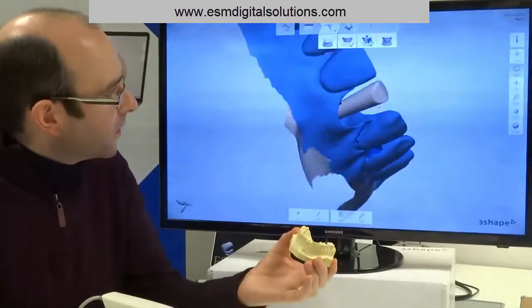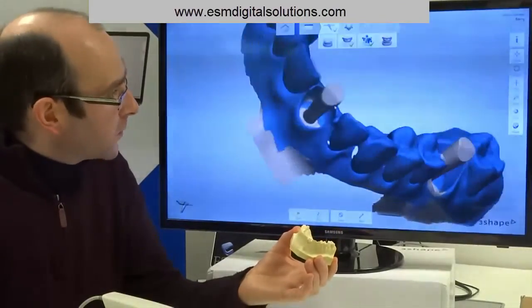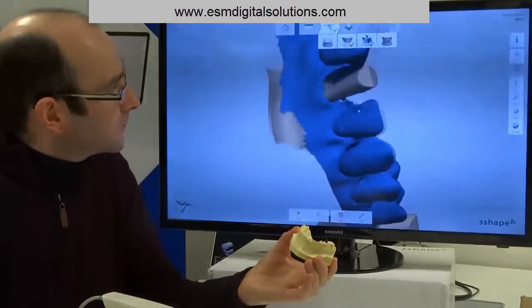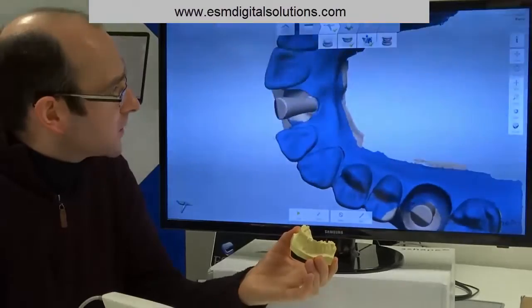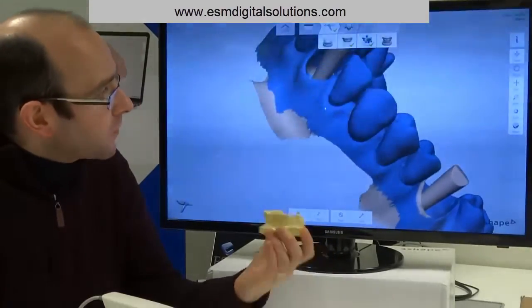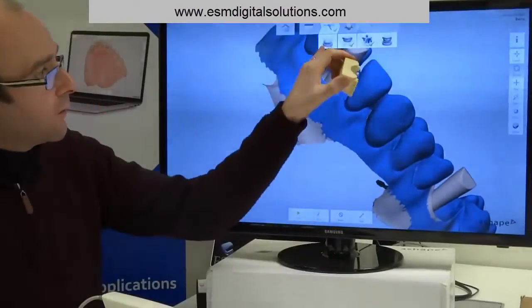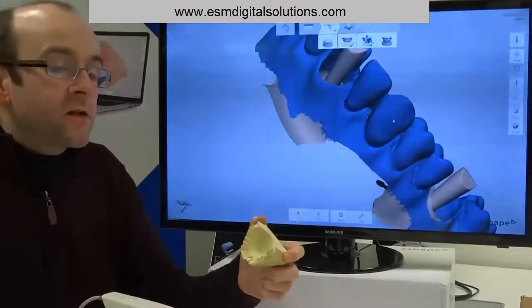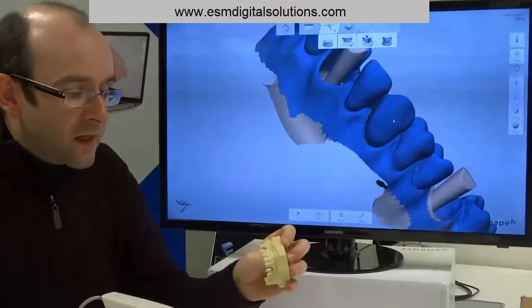Now we can see again, missing a small amount of detail, but realistically that's not of any major concern. We will still be able to achieve a very accurate restoration from that. And then we would complete the scan by scanning the lower model, scanning the two together in occlusion, and proceed through the normal validation strategies that we would tend to use.